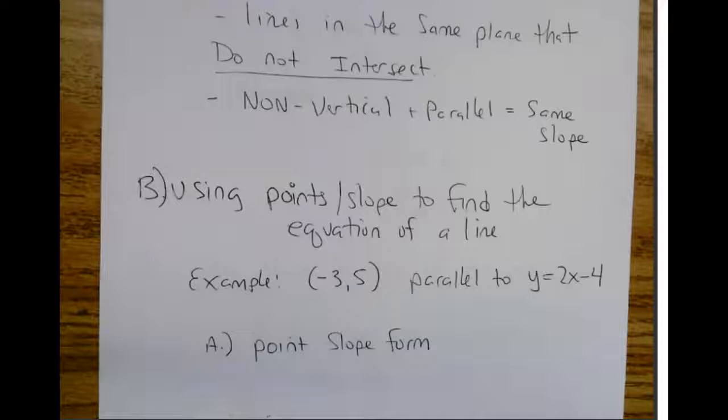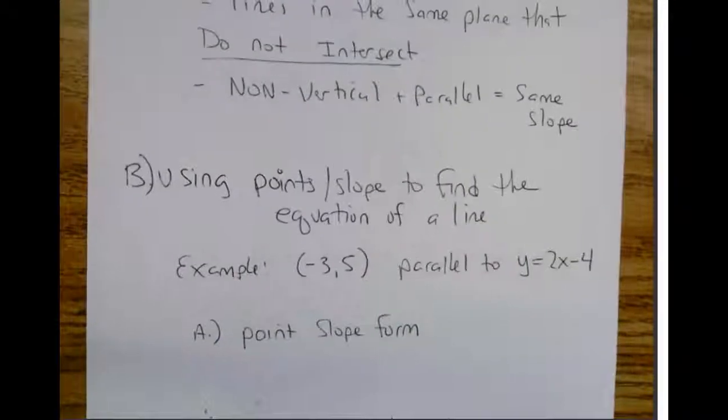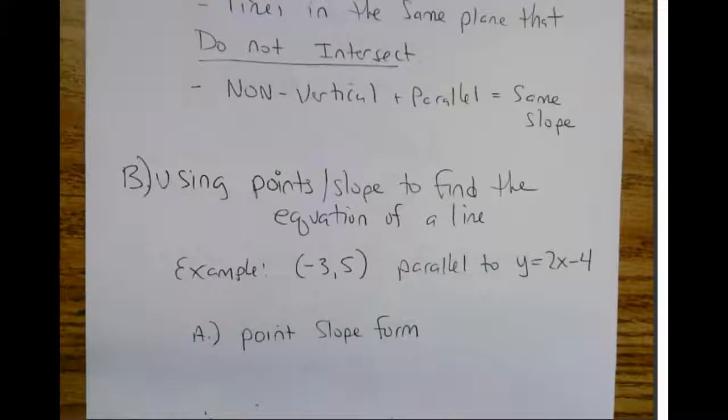So our example says, if we have a line that runs through the point (-3, 5), where x is -3 and y is 5, and it's parallel to another line, y equals 2x minus 4, how can we write this line with just those points in point-slope or slope-intercept form? The first thing we're going to do is write the line in point-slope form.